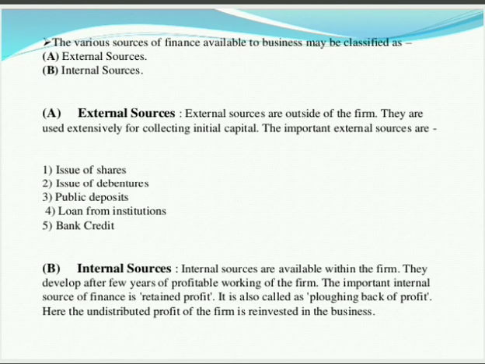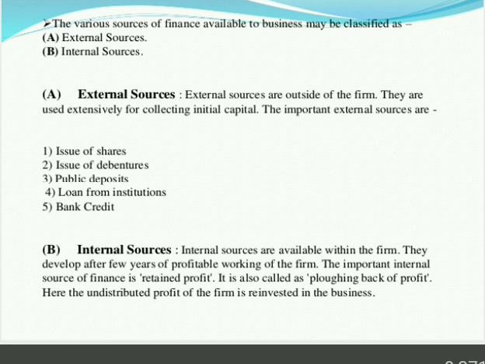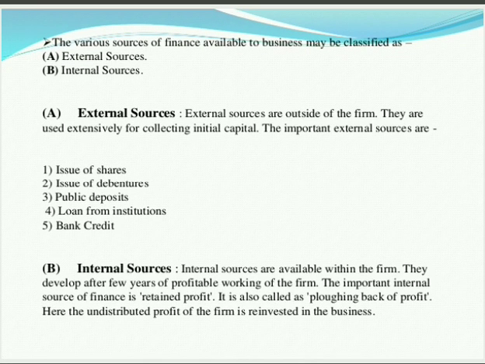Next, various sources are available to business, and they can be classified as external sources and internal sources. First of all, we talk about the external sources. External sources are the funds that come from outside the firm. They are used extensively for collecting initial capital. The important external sources that we consider are the issue of shares, issue of debentures, public deposits, loan from institutions, and the credit, or we can say bank credit.